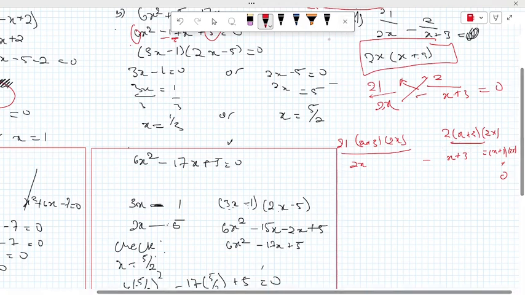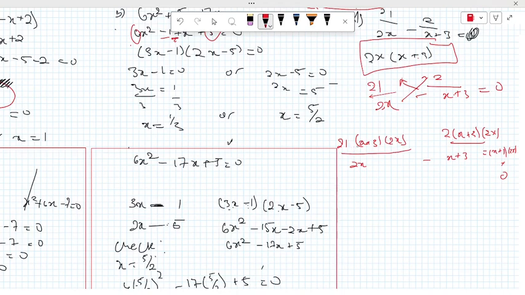So let's move on. It's 21 multiplied by x plus 3 multiplied by 2x, right? So we see a trend, we see like terms, we see things that can cancel out. They can cancel out only if there is a multiplication between these two.